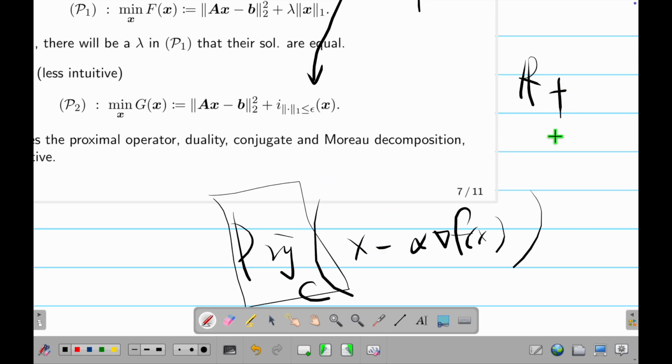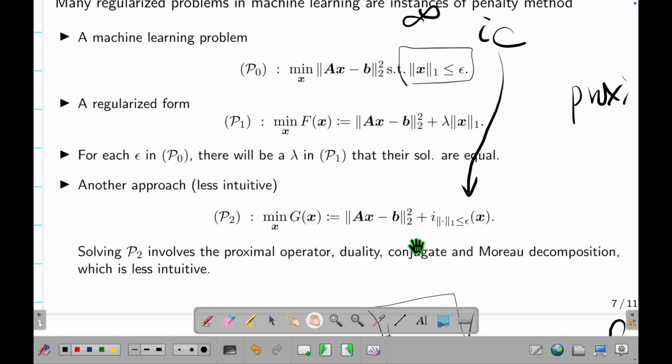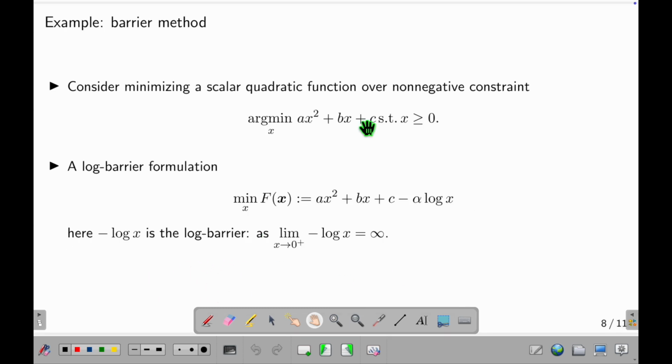We know how to project onto alpha, just max. This one is not simple, but later. Okay, so this is the idea. Or you can use some other methods, but not now. This is now the log barrier. This is a third way.